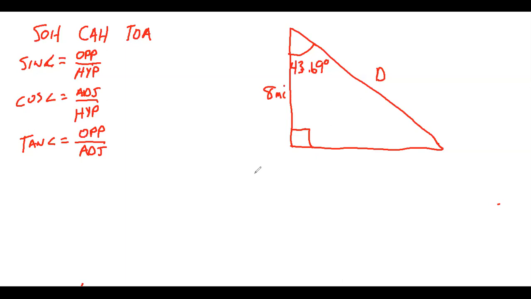All right. You use cosine like that. Set it up. 43.69 is equal to the adjacent, 8 miles, over D. What formula are we using? Cosine. We have an angle and we're given the adjacent. We need to find the hypotenuse. So we're going to use cosine. So set the formula.